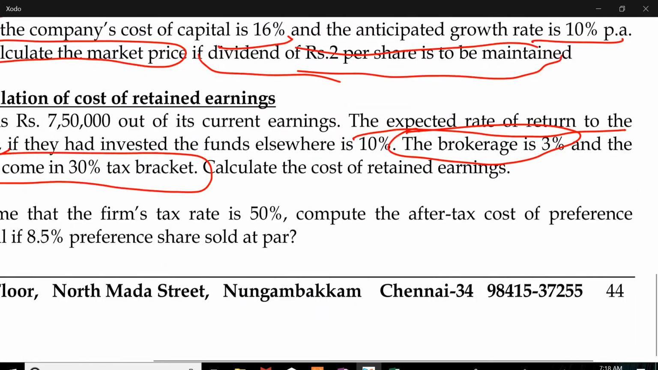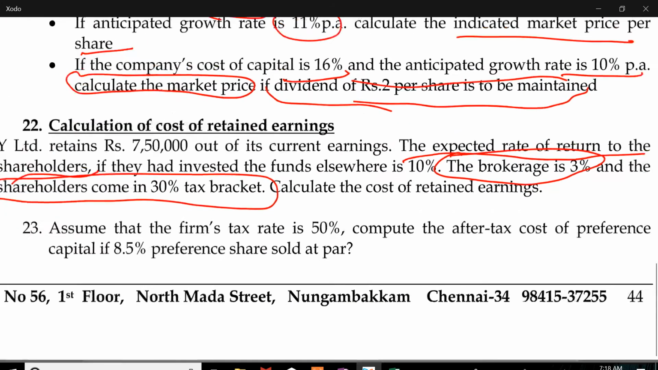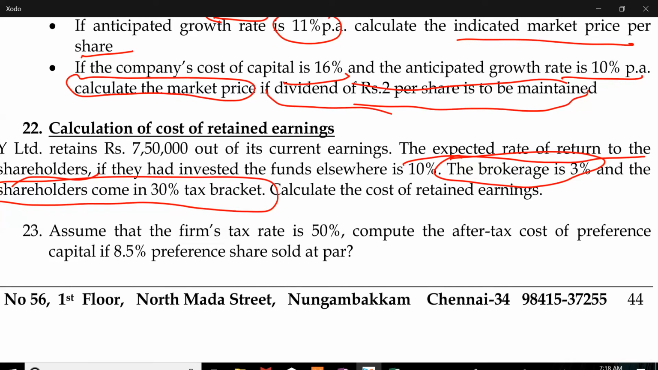I'll not be doing any of these problems. You will read it, you will do it on your own. Question number 23, go through it and do it. I don't have anything to explain in preference. If you get stuck somewhere, I'll help you out. Otherwise, it is continuation of cost of debt. You can see the problem as debenture. You can read it as 8.5% debenture also, doesn't make any difference. Read it and try doing it. In case you need any guidance, let me know.